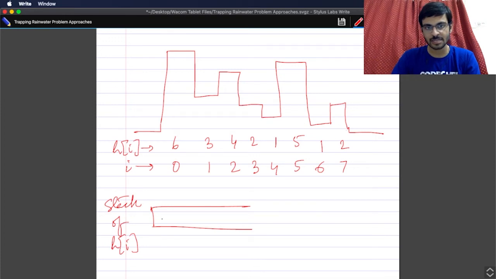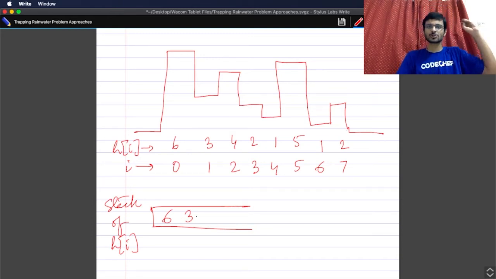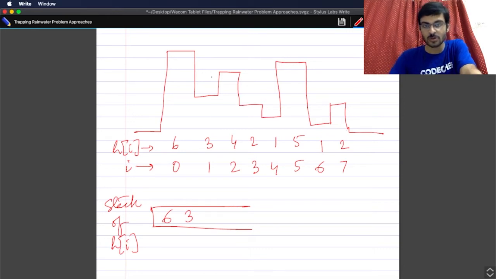So you can see first 6 comes, 6 enters, then 3 comes, 3 says I'm smaller than you, I can't help you, so 3 enters. Then 4 comes and says that okay, I'm having something lesser than me, I don't require this. Whether it can store water or it cannot store water, that doesn't matter. If it can store water, I'll tell it store your water and just forget yourself. If it says that I cannot store water, I'll just say get lost. So it says that okay, 3, this particular x coordinate can store water, so I'll say get popped and tell me what is your previous greater element. Its previous greater element is 6, or better we can say that the index is 0.